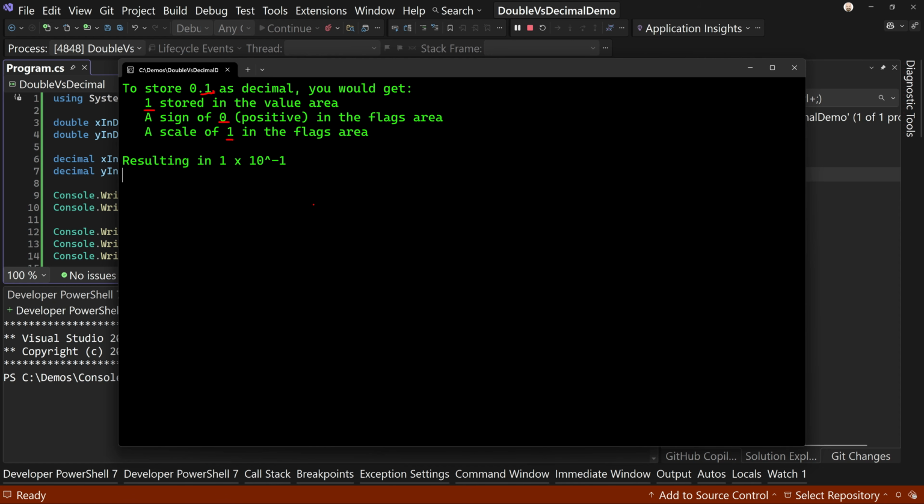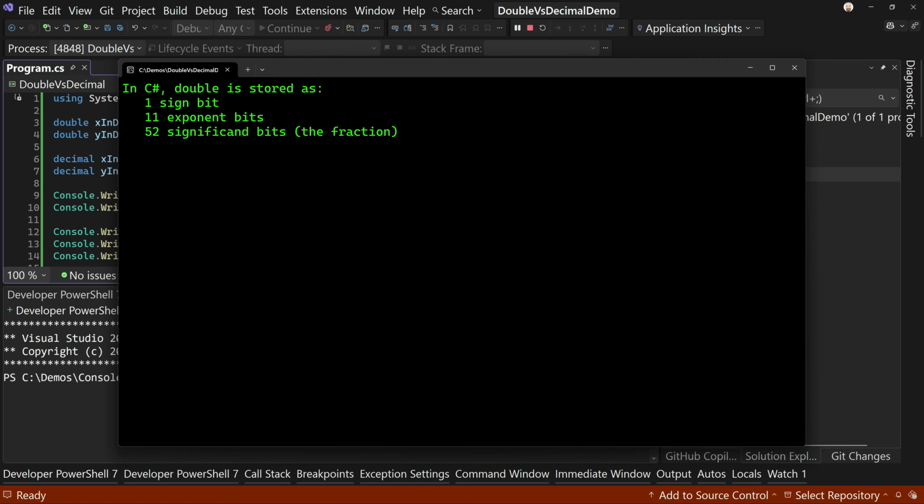Okay? And so you might be saying, man, Tim, this is a lot of math here. Why are we doing all of this? I want you to understand how it's stored. Now, you don't have to remember all this. Again, you've got the source code if you want it, but I want to at least get you an understanding of how this works. Because now, let's talk about double.